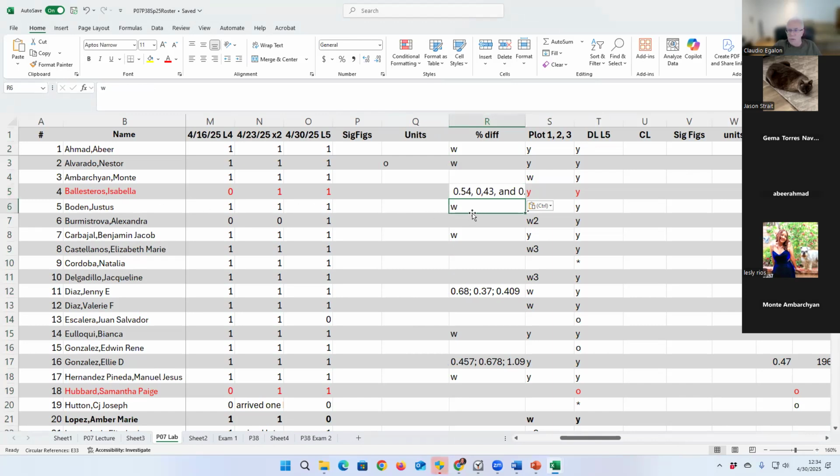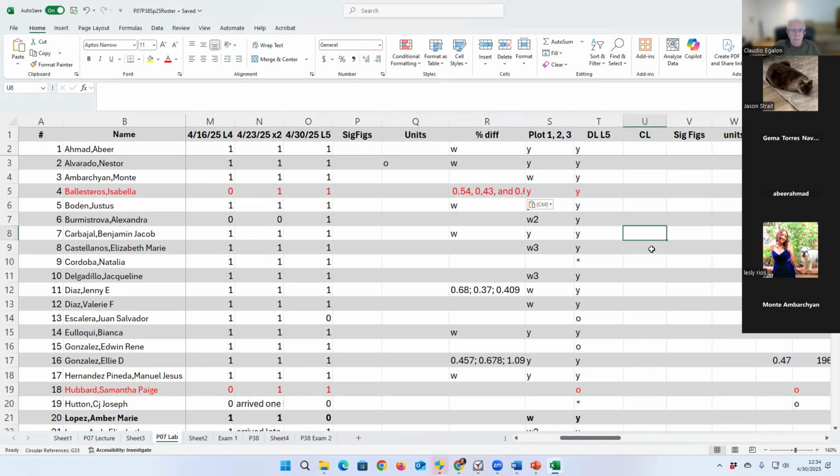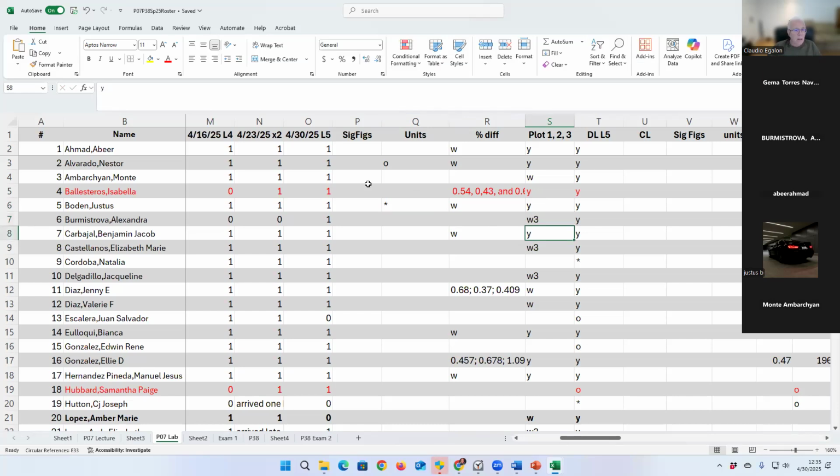Next is Justus. Are you there, Justus? Okay, I'm not hearing from Justus. Let's put a star here under his name. Next is Alexandra. I'm working on the third graph right now. The third graph, okay.